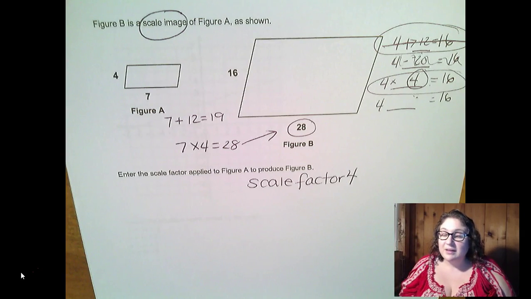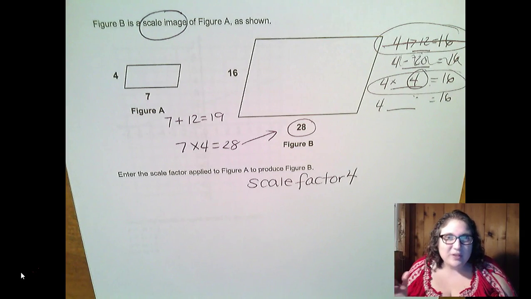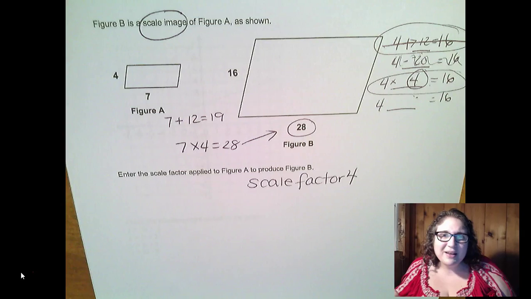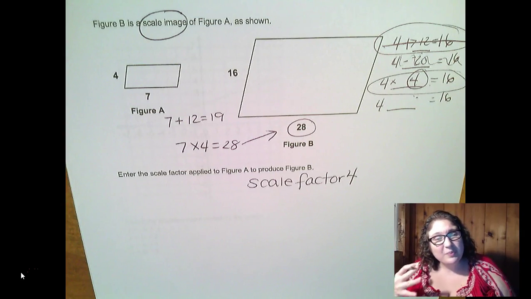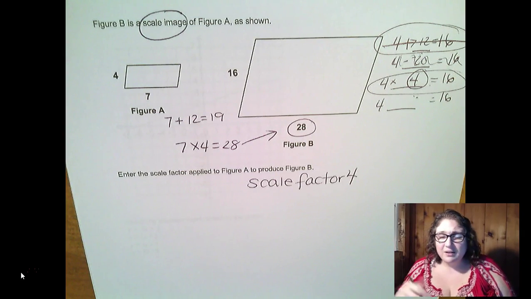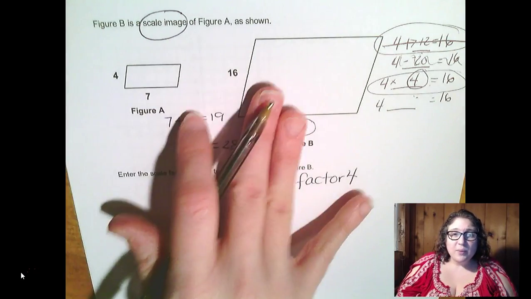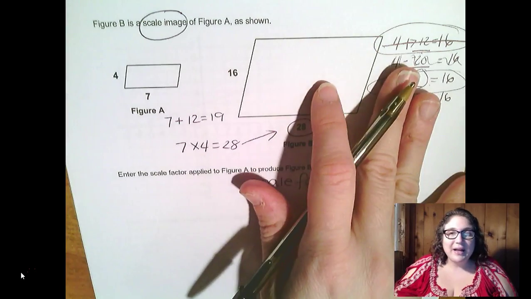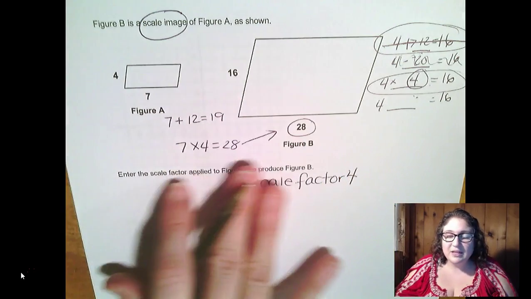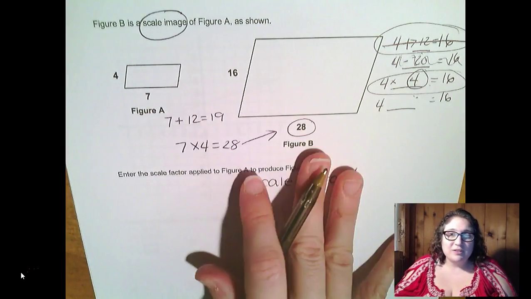Now, a couple other things. Side note, with scale factor, you're always multiplying. It just is how it is. So some people would have just said, duh, 4 to 16. The other thing is whatever works for one has to work for the other. So that's how I knew that adding didn't work. 4 plus 12 was 16, but 7 plus 12 wasn't 28.